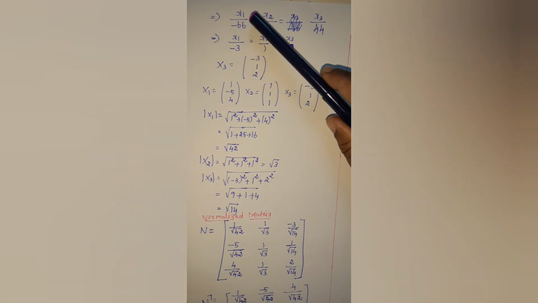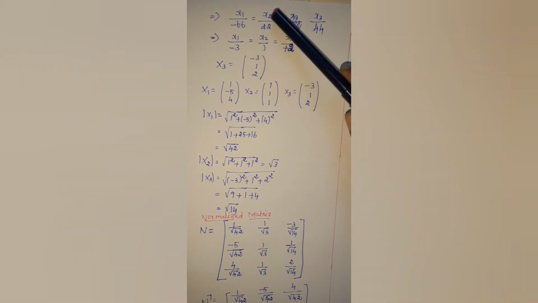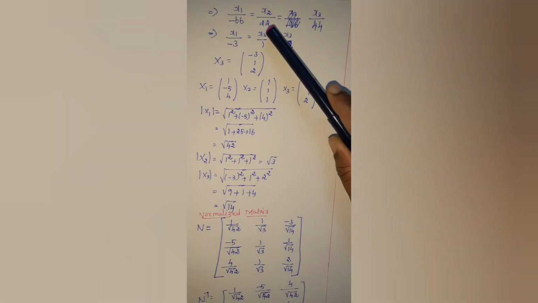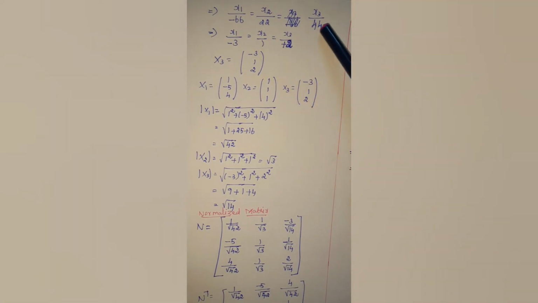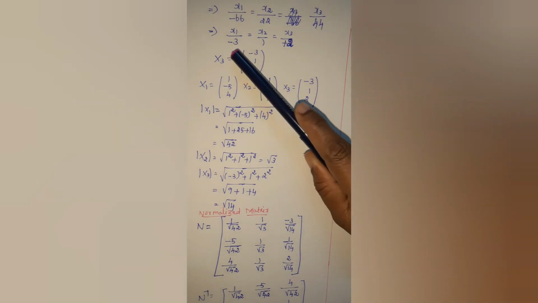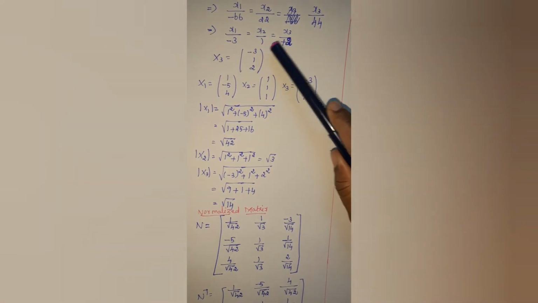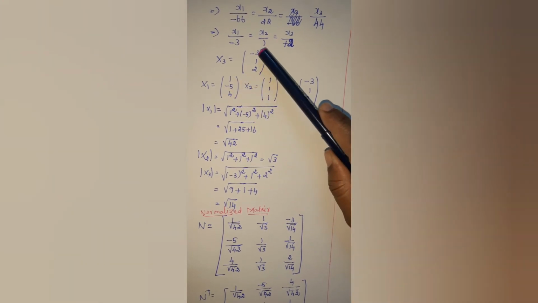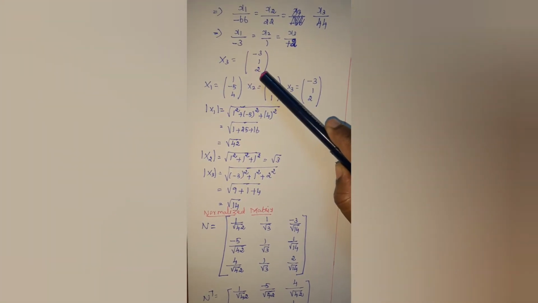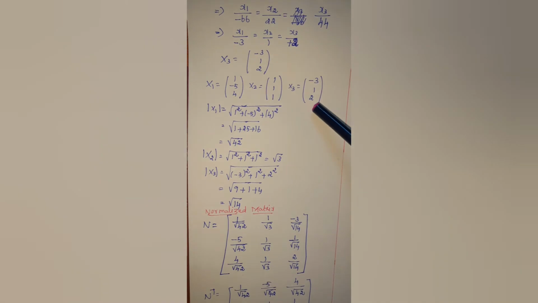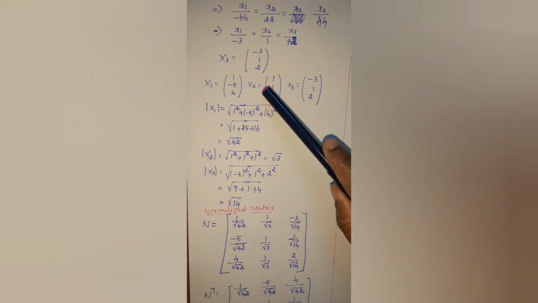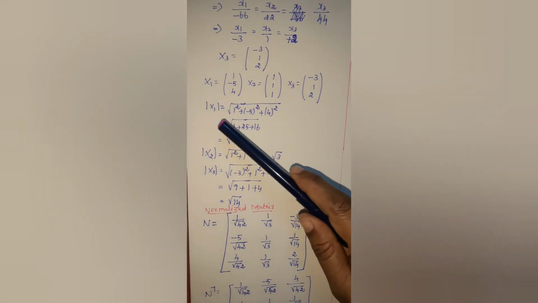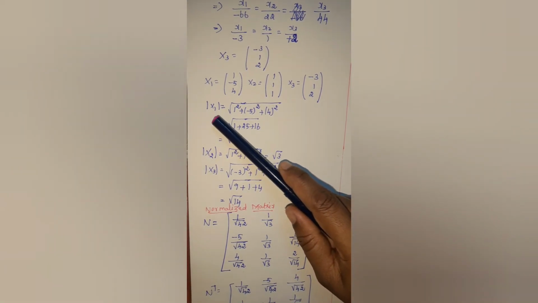Then you solve this ratio. Now when you solve the ratios, you will get x1 by minus 66, x2 by 22, x3 by 44. Here the common divisor is 22, so divide throughout by 22. Then you will get minus 3, 1 and 2. So the third characteristic vector is minus 3, 1, 2. So here I write all the three characteristic vectors x1, x2, x3. The next step is you find the modulus of x1.